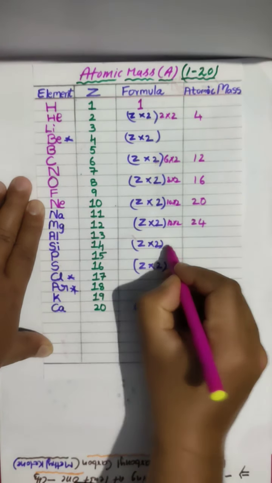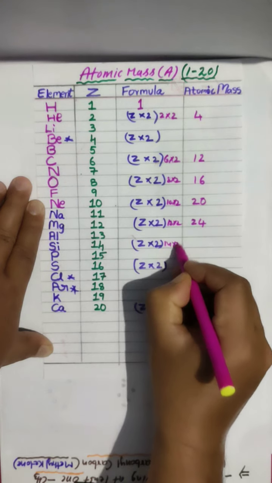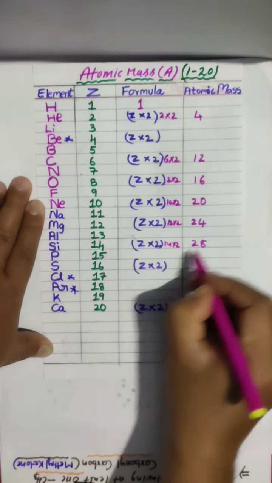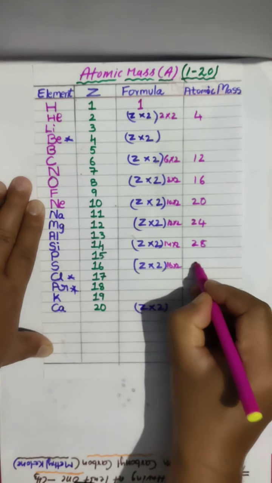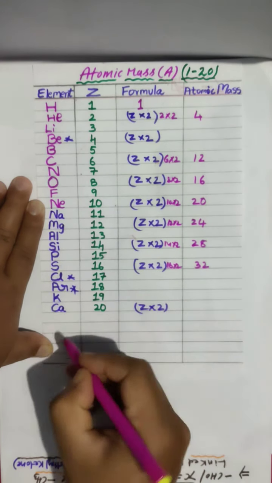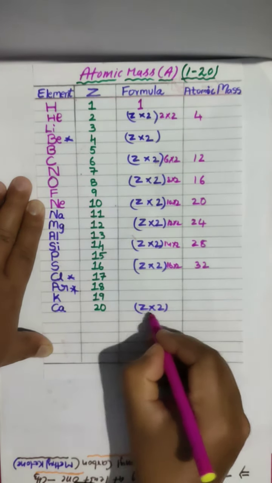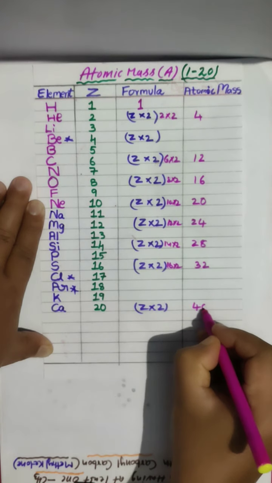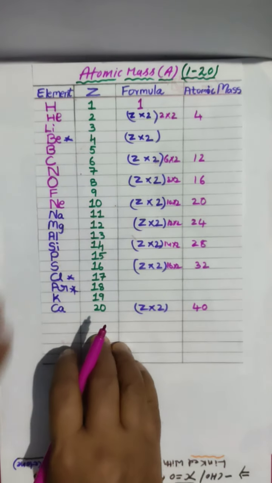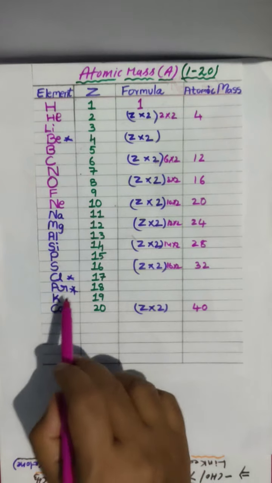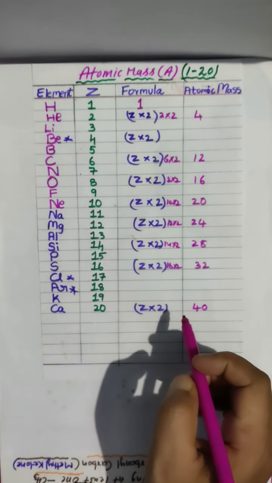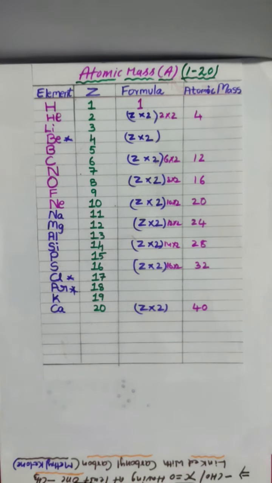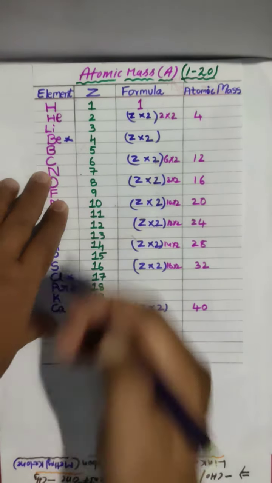Next silicon, 14 into 2, 28. Next sulfur, 16 into 2, 32. Next calcium, 20 into 2, 40. All the even numbers are done except beryllium and argon. Clear? Next, odd numbers.